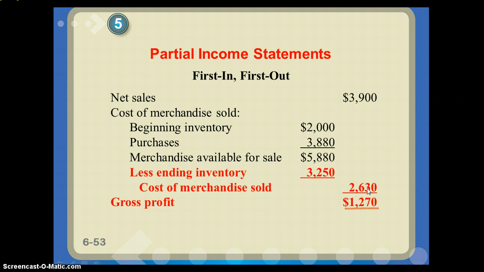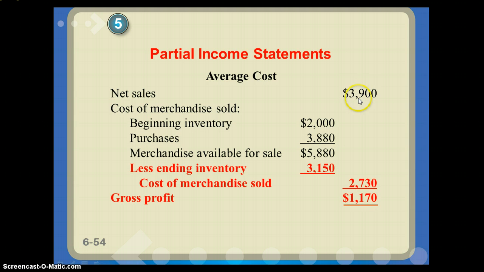So it's obvious that our gross profit is going to be affected by the inventory costing method we decide to use. First in, first out, we have $1,270 gross profit. Using average cost, you'll notice the net sales, beginning inventory, purchases, and merchandise available for sale are the same. But our ending inventory and cost of merchandise sold are valued differently, giving us a gross profit of $1,170.